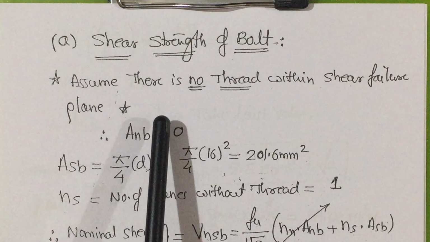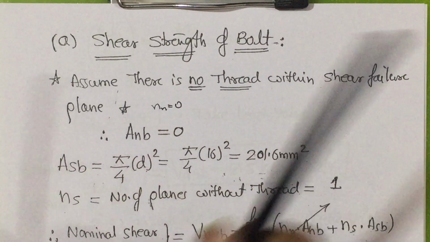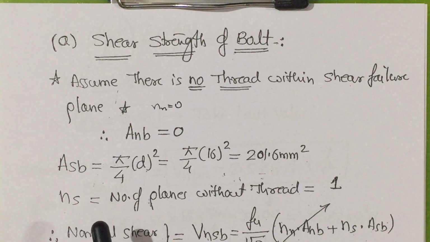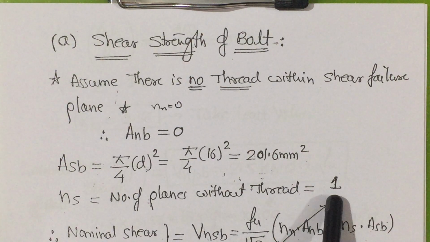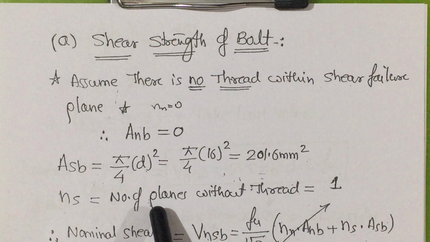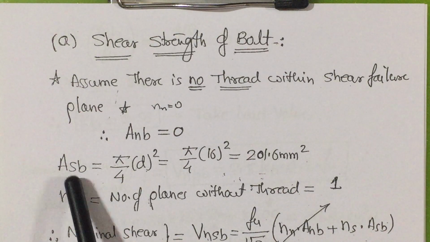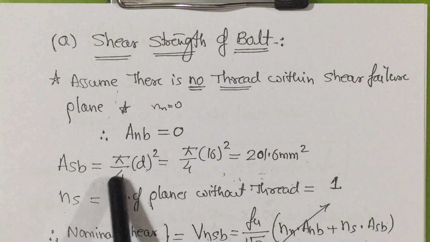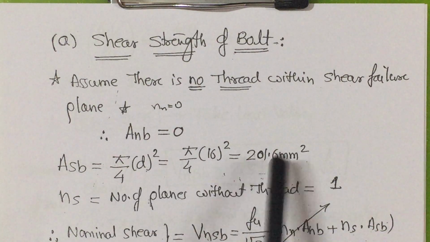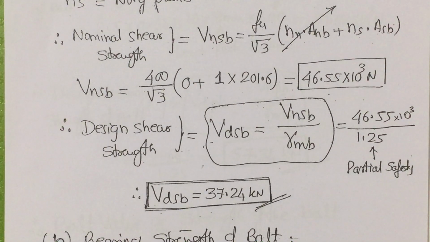ASB is equal to pi by 4 into D square, where NN is equal to 0. Therefore, A and B is equal to 0 and NS is equal to 1, that is, number of planes without thread 1, number of planes with the thread will be 0. Therefore, ASB is given by pi D square by 4, diameter is 16. So, you are going to get 201.6 millimeter square.